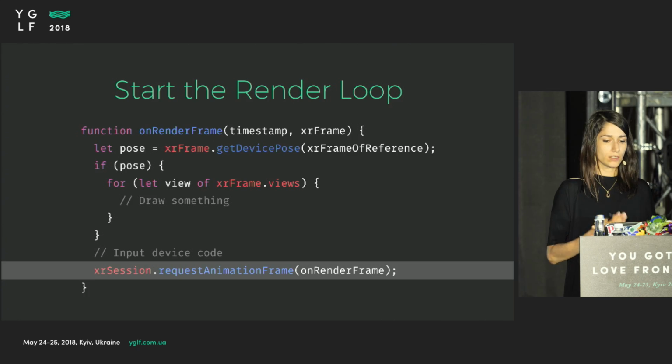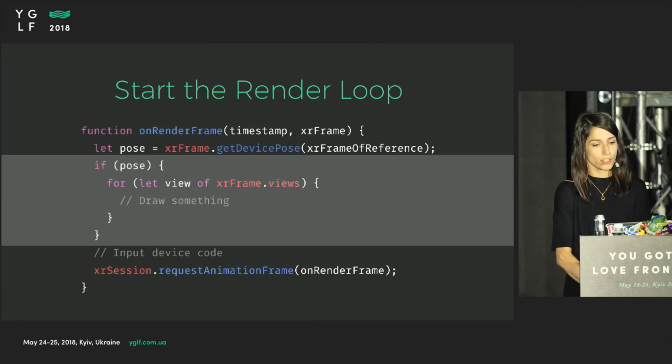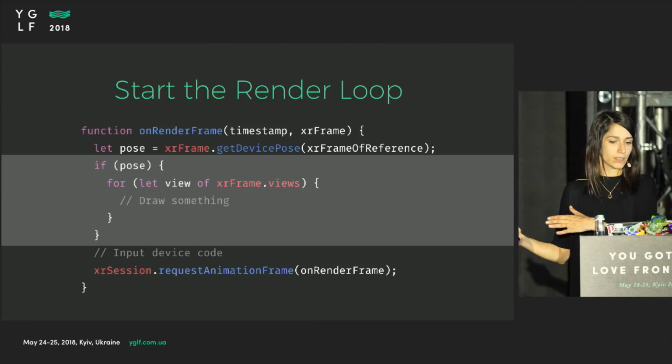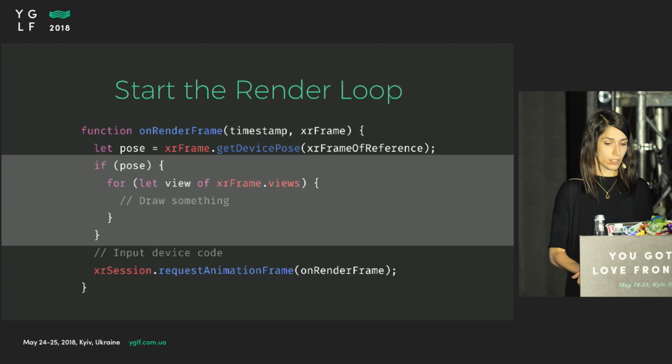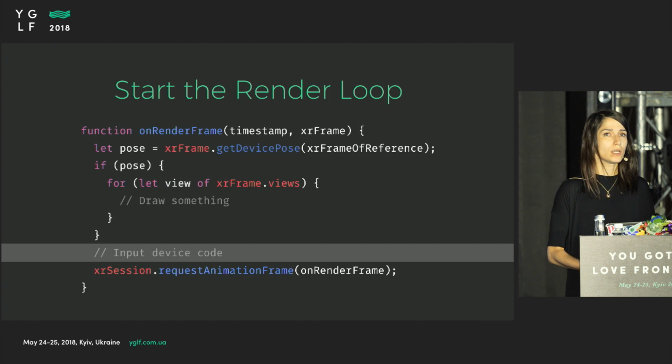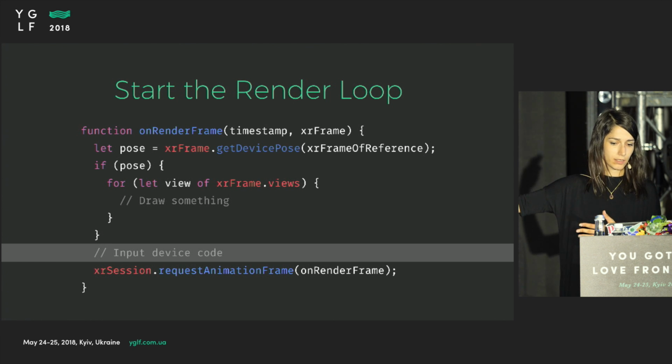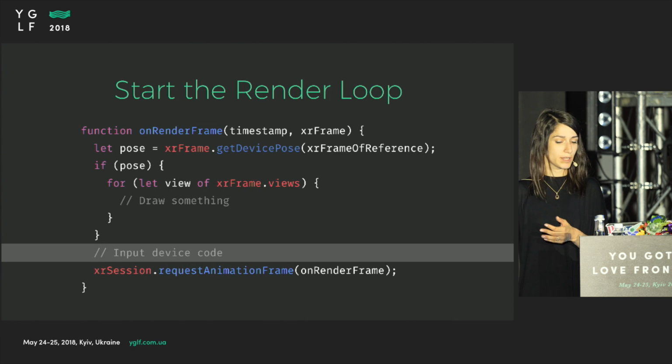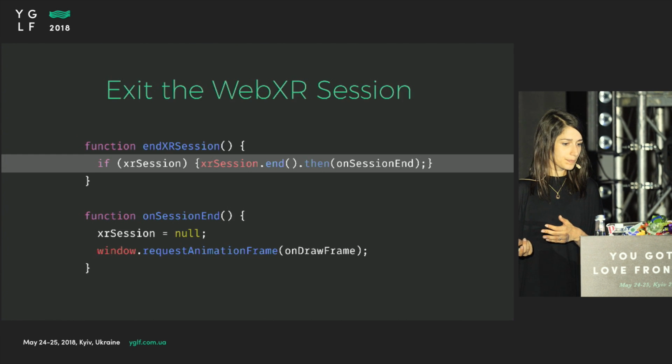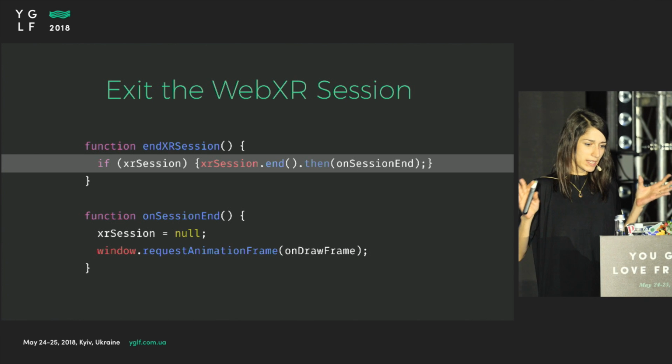Within the render loop, we can do calculations needed to draw the next frame, like for example getting the device's position, and draw something on the screen if we have a correct position. Also, if your app listens to user input, you would process it here before calling the request animation frame method again. And that's basically it.